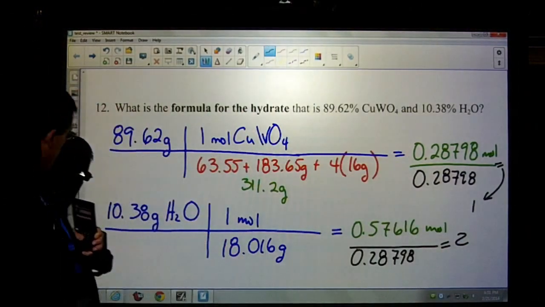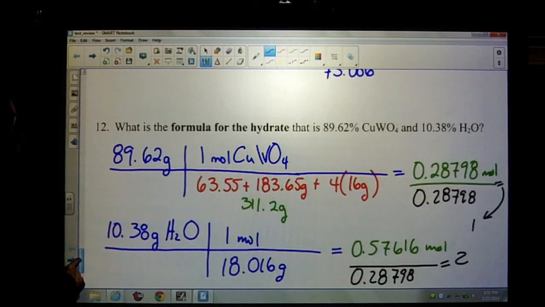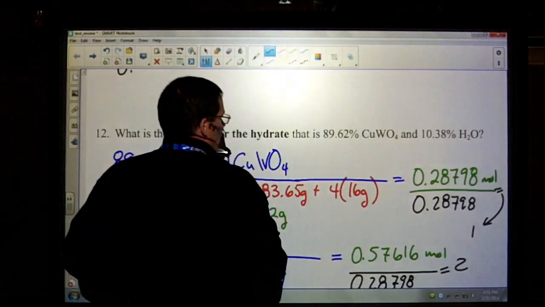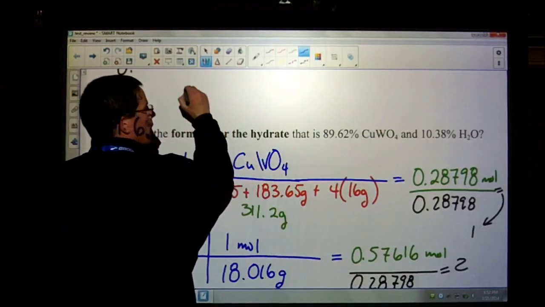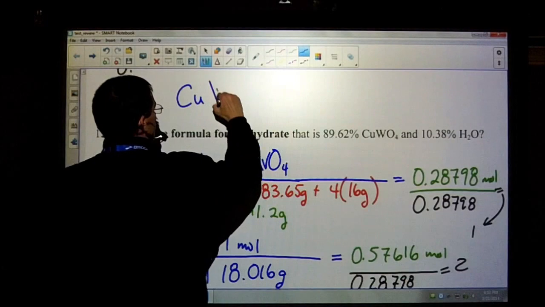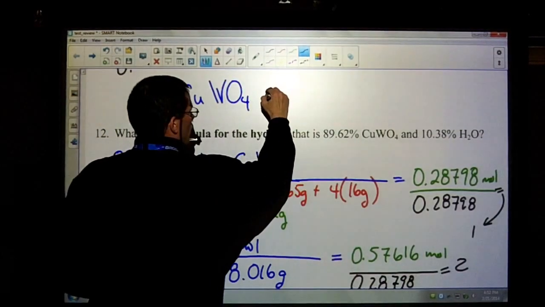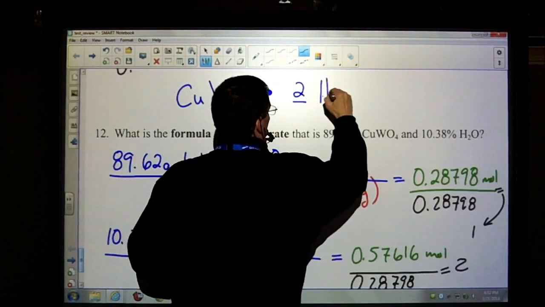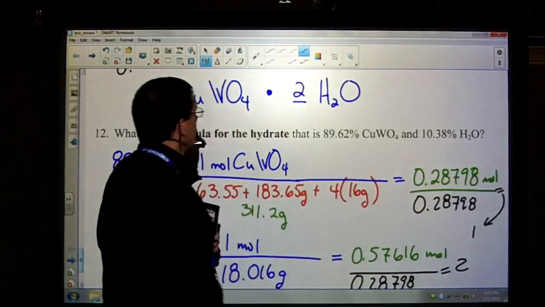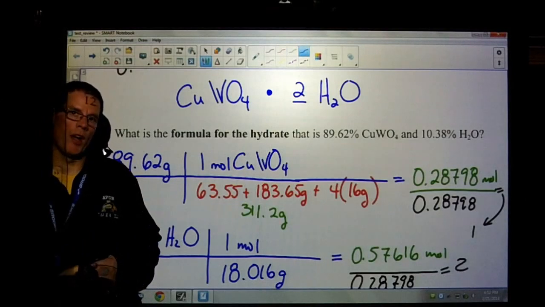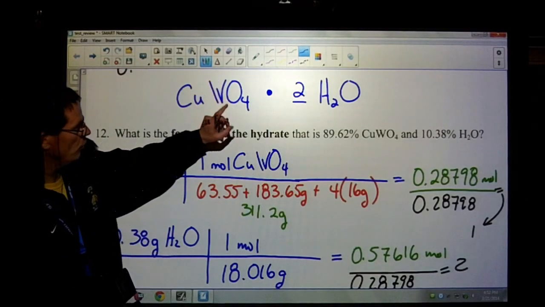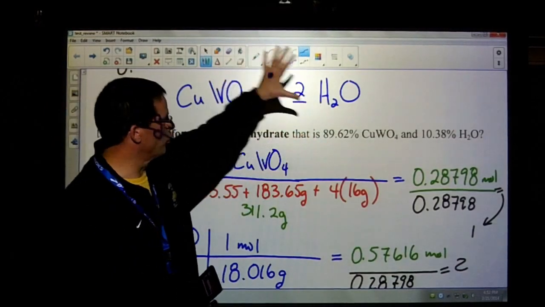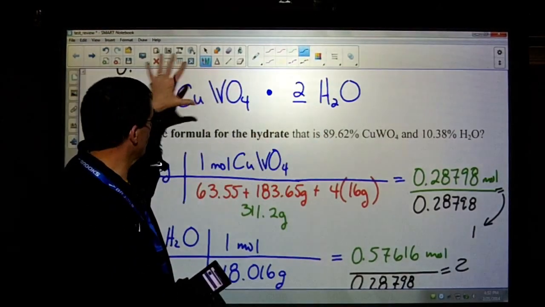So when writing out the compound formula for this, we're going to say that we have CuWO4·2 water molecules. Okay? Again, if you're asked to find the molecular mass of this, treat that dot as a plus sign. Also, what this means is that there are two water molecules chemically attached to this compound.